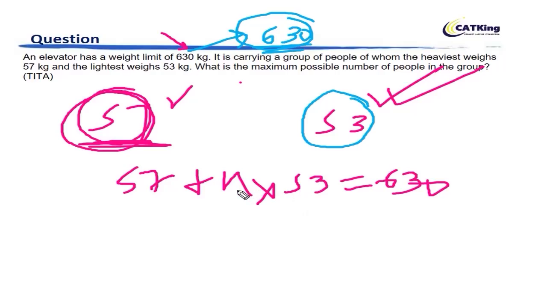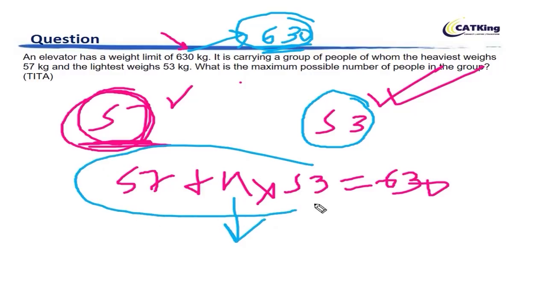Now if you put n is equal to 10 here without calculation, you know that this is 530. 530 and 57 makes it 587, right? Now if you put 11 here, 583 plus 7 is 590, plus 50 is 640. So this exceeds 630 if you put n is equal to 11. So n is equal to 10 is your answer.